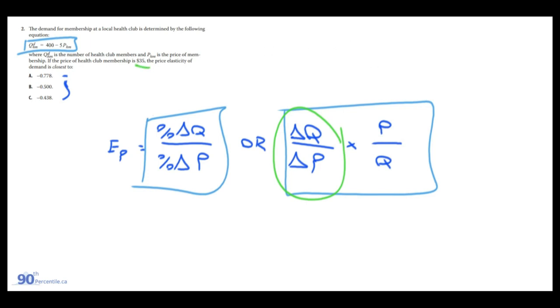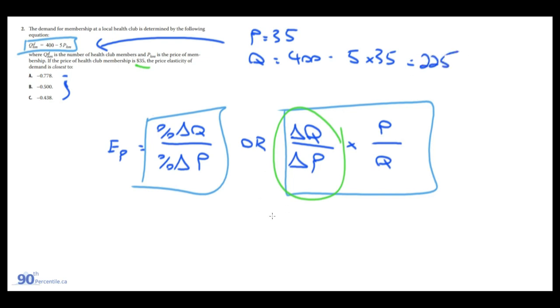P is given in the question, so we have P is 35. Q, we need to sub in the P into this equation to find Q. So Q is 400 minus 5 times 35, which is 175. So 400 minus 175 is 225. And now we can go ahead and solve for price elasticity. So once again, we have this term, the -5 from the equation. So -5 times price, which is 35 given in the question, and 225 quantity, which we just solved for. And if we do that, we get -0.8. So A is our answer.